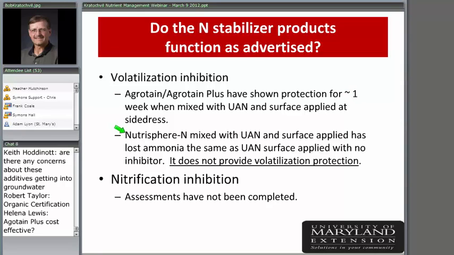Nitrification is promoted as a volatilization inhibitor. It has functioned the same as UAN surface applied with no inhibitor. It does not provide any volatilization protection. It is not functioning as it is promoted. It is not a volatilization inhibitor. As far as nitrification inhibition, we're still working on those assessments.